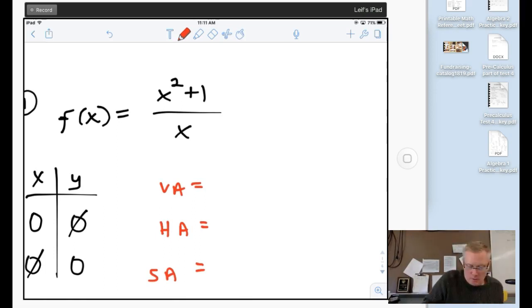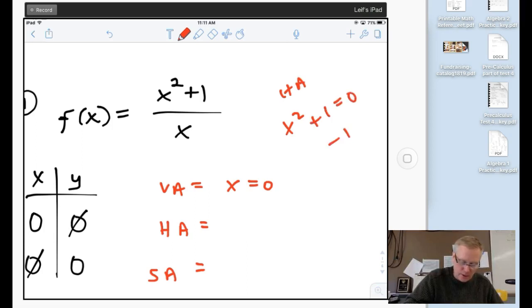Let's see. The vertical asymptote is where I take the denominator and set it equal to 0, which is x equals 0. The horizontal asymptote is what I get when I take the numerator and set it equal to 0, which in this case gives negative 1 equals x squared, therefore x equals the square root of negative 1. So there is none. So there's no horizontal asymptote. I'll write none instead of undefined.